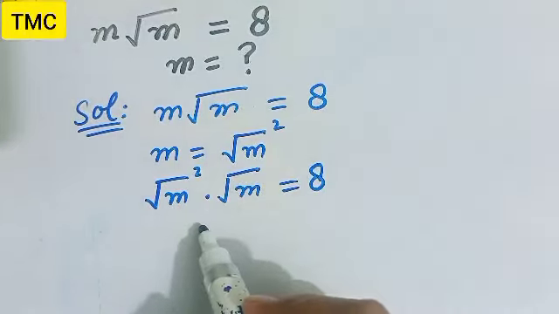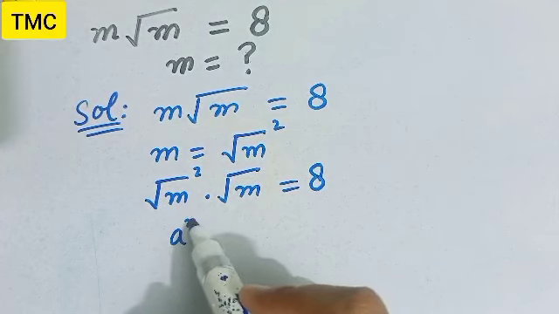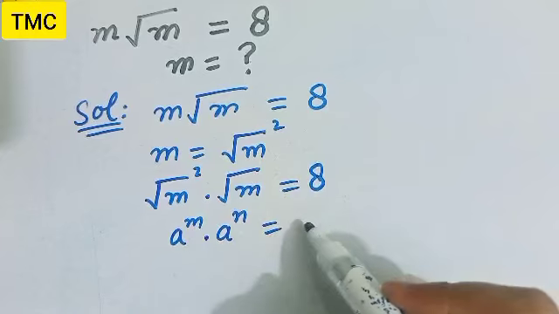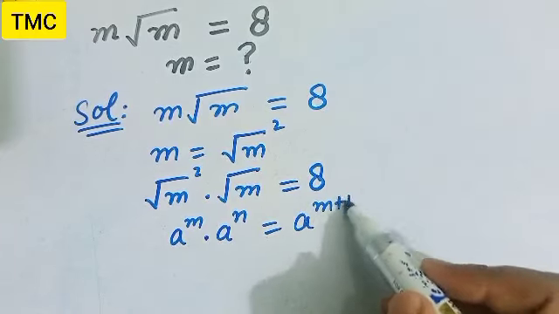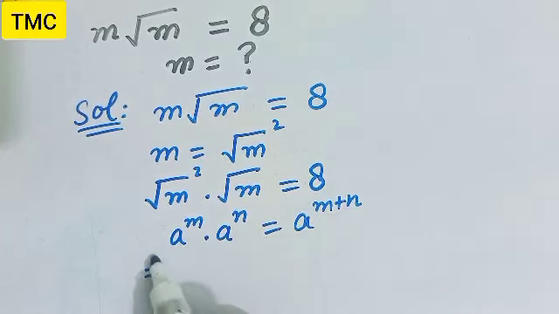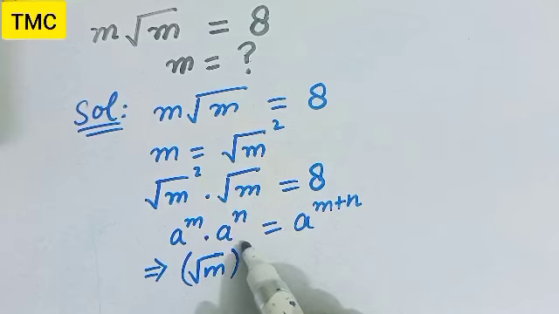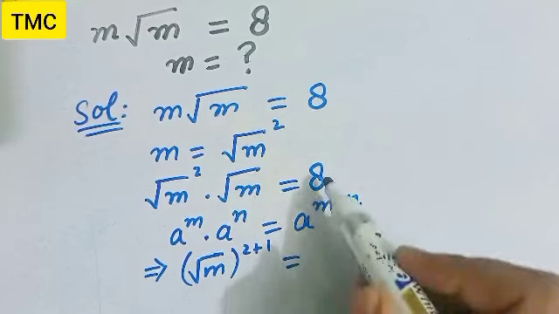Here the bases are the same, so the power will be, that is a power m into a power n, we can write it as a power m plus n. Same bases and exponent laws we used here. You can write square root m power 2 plus 1 equals 8.